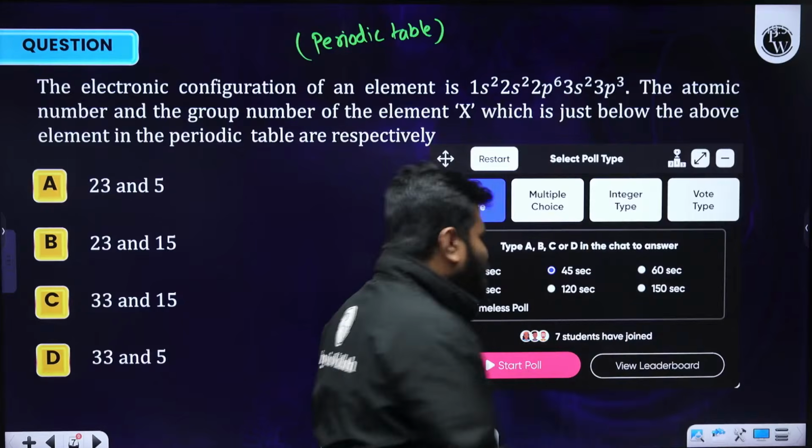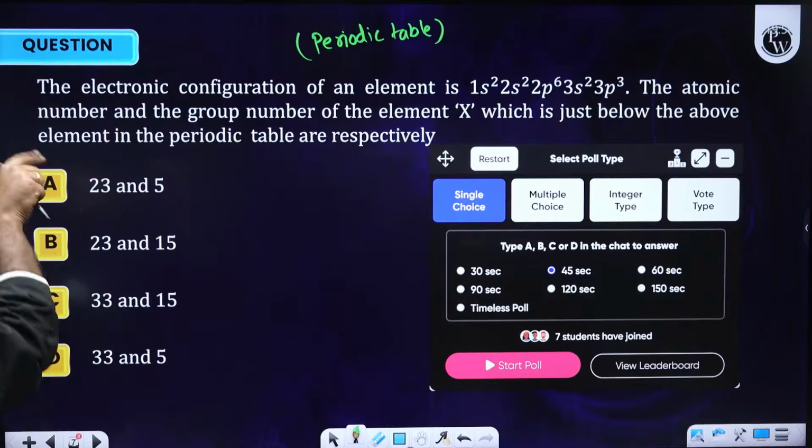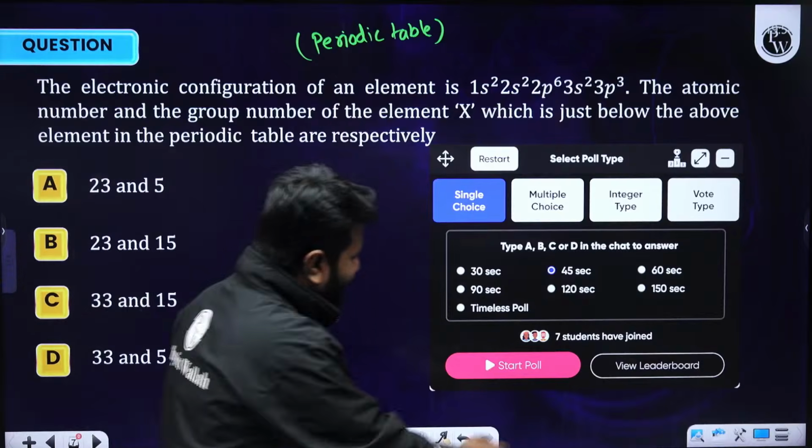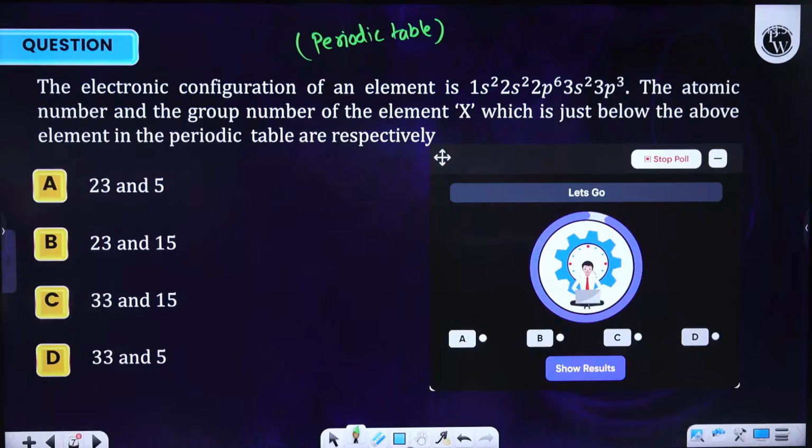Let me change it to 45. Ready? So they are asking: the electronic configuration of an element is given; what are the atomic number and group number of the element which is just below the above element in the periodic table? Let me start the question quickly. 45 seconds. Let me know the answer.